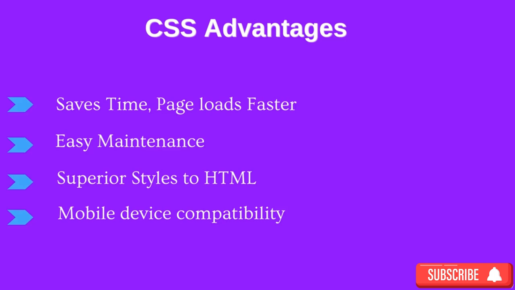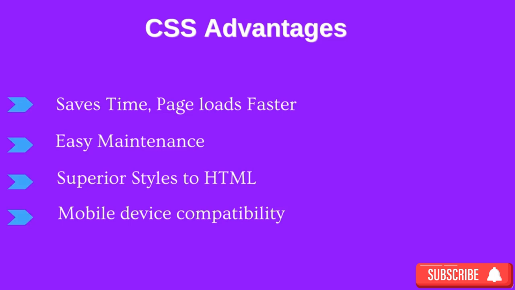Superior styles to HTML. Some of the tags do not contain many styles for appearance. For example, the H1 tag or any heading tag doesn't have a property or attribute which can change the text color. If you want to say H1 color is equal to red, that is definitely not going to work. So using these styles, you can apply attributes on particular tags which basically don't have those attributes.